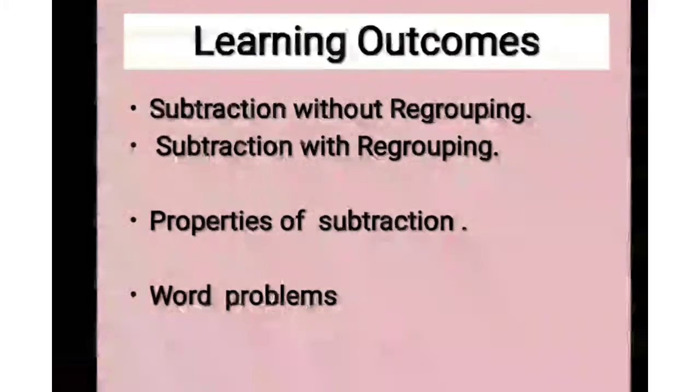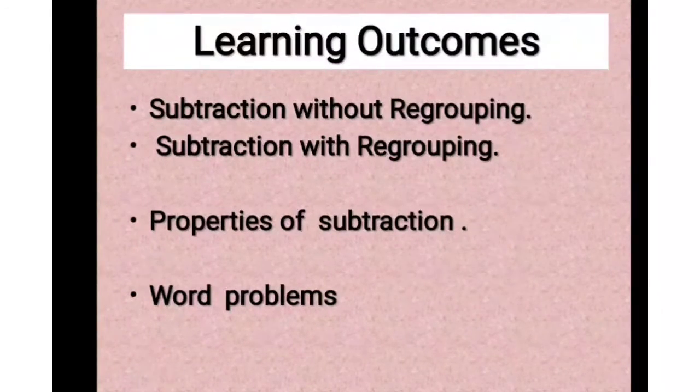And what is the learning outcome? It means after covering this chapter, you will be able to do these things. Number 1, subtraction without regrouping. Number 2, subtraction with regrouping. Number 3, properties of subtraction. And at last, word problems.